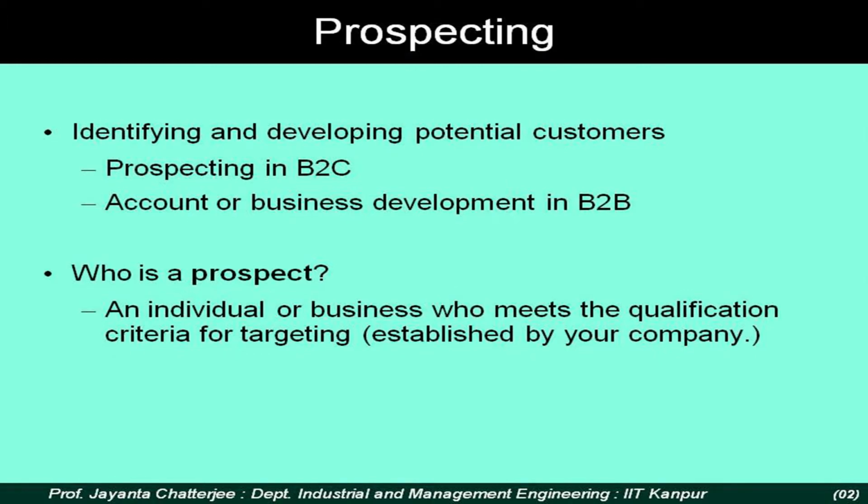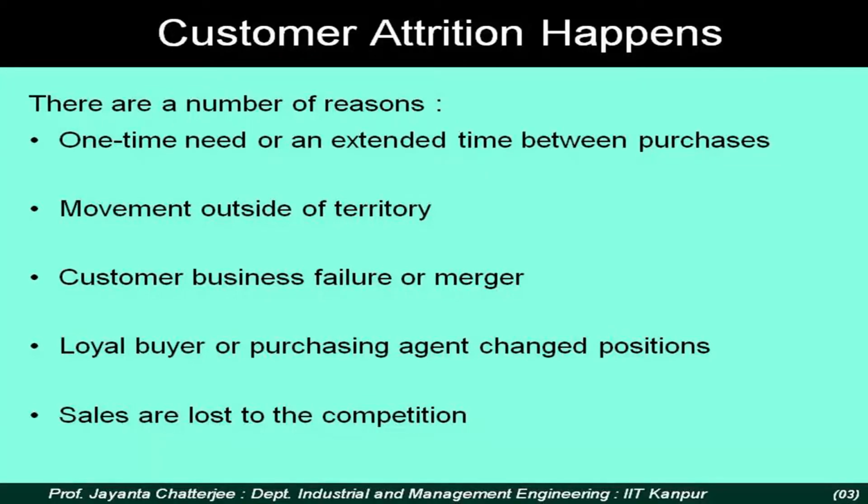So to conclude, a prospect is an individual or a business who meets the qualification criteria for targeting. And here it means that you are normally classifying your prospects as something that is going to happen immediately, a sale prospect that is immediate, or a sales prospect that is a long-term prospect, and accordingly you will create gradation and you will create the targeting priorities. This prospecting process is very important for B2C, for B2B.